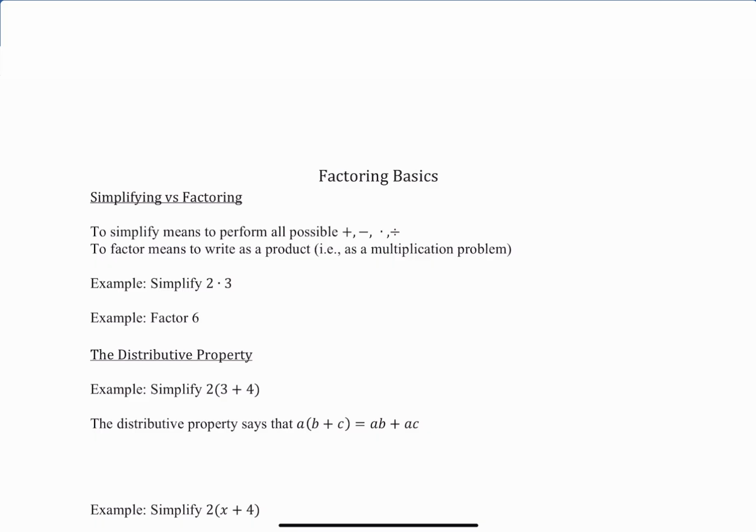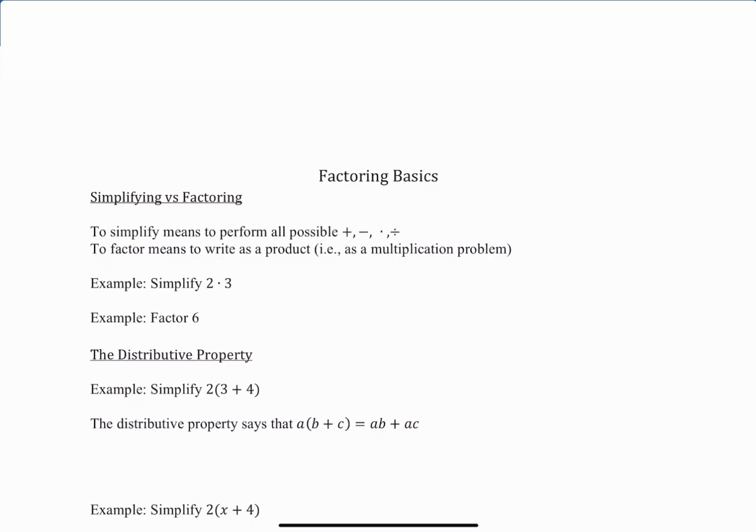Well, simplifying means to perform all possible operations. In other words, addition, subtraction, multiplication, or division. Once you've performed all of those that can be performed, you have simplified whatever you're working with. Factoring, on the other hand, means to take something and to write it as a product. In other words, to write it as a multiplication problem.